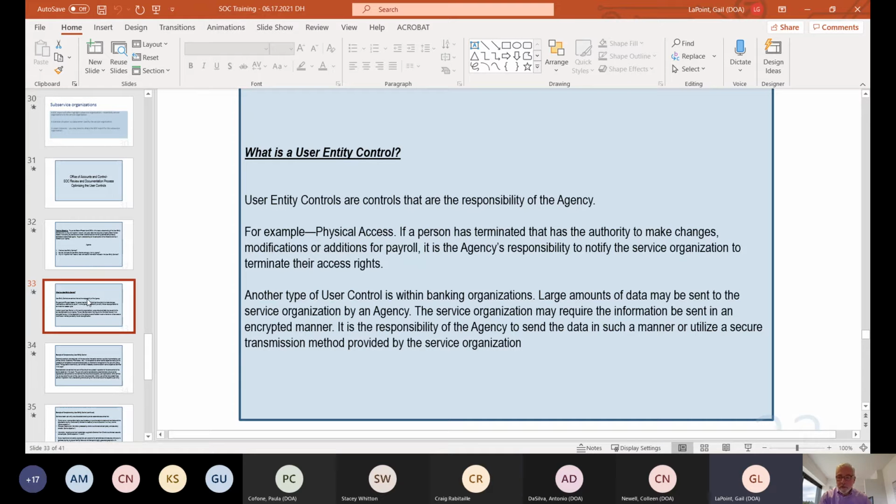Example, physical access. We've been using the person terminated. That is also our control. We need to make sure we have something in place that will help mitigate that. With the banking organizations, we need to make sure that the large amounts that we send to them are in a format that they have requested, say they've requested it in an encrypted manner. We have to make sure we do that for them.